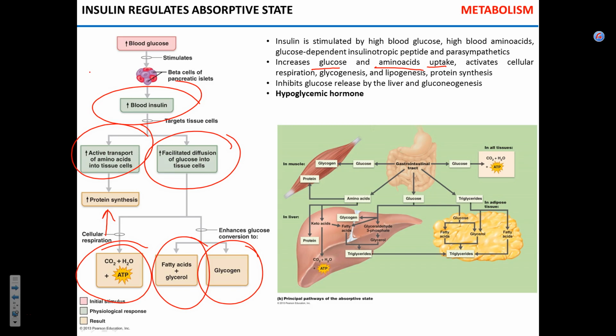What else can we do? Store it in the form of glycogen. So glycogenesis will go up. Or we can store it sort of in the form of what? Fat. Lipogenesis will go up. And finally, protein synthesis will go up because amino acids are taken into the cells as well.